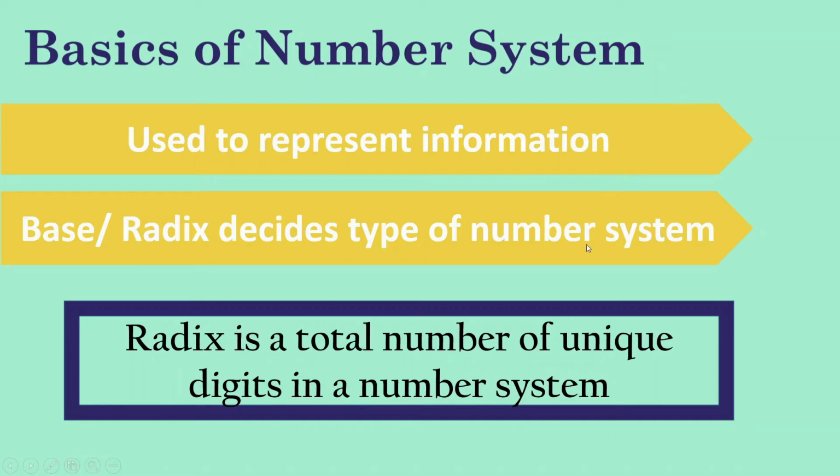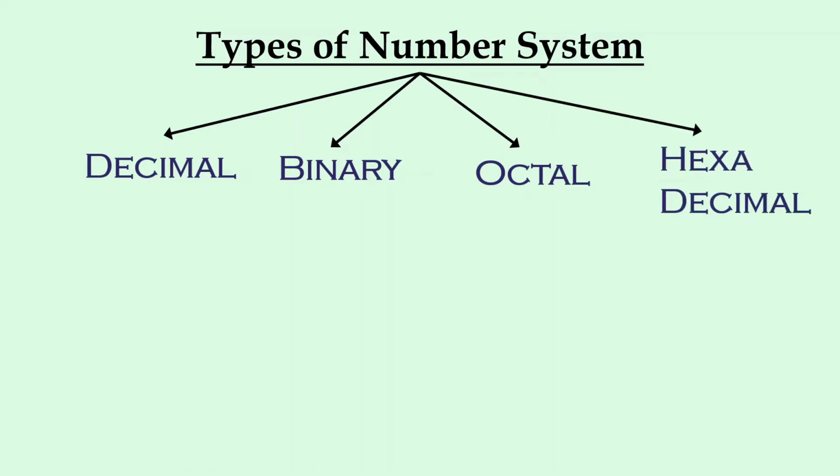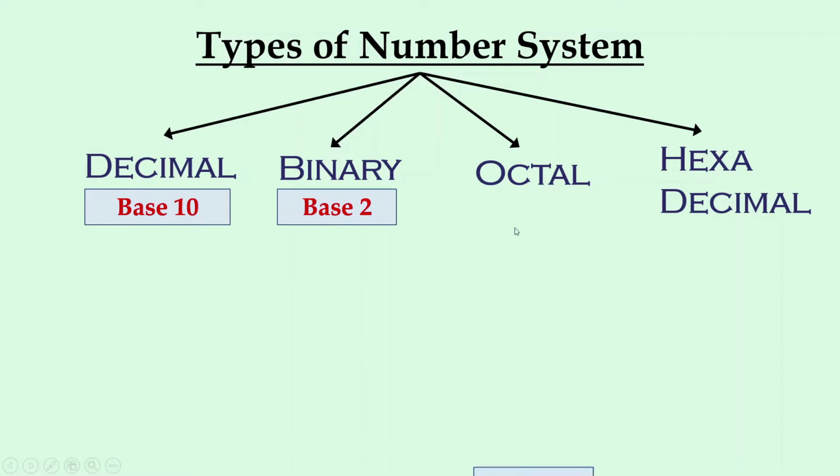Now let's try to understand different types of number system. The different types of number system which are widely used are decimal, binary, octal and hexadecimal. There are also other number systems in digital electronics, but the most widely used are these four. As I told you, the number systems are distinguished based on their base or radix value. Let's see the base of each number system. For decimal, we have base 10, which means it has 10 unique digits. For binary, the base is 2, for octal base 8 and for hexadecimal the base is 16.